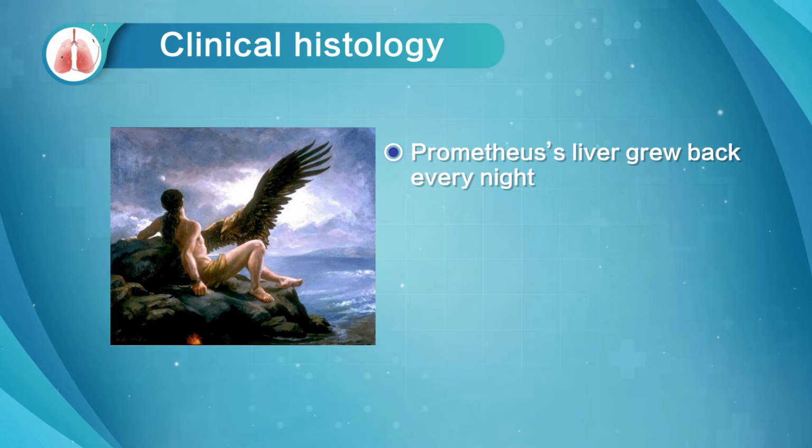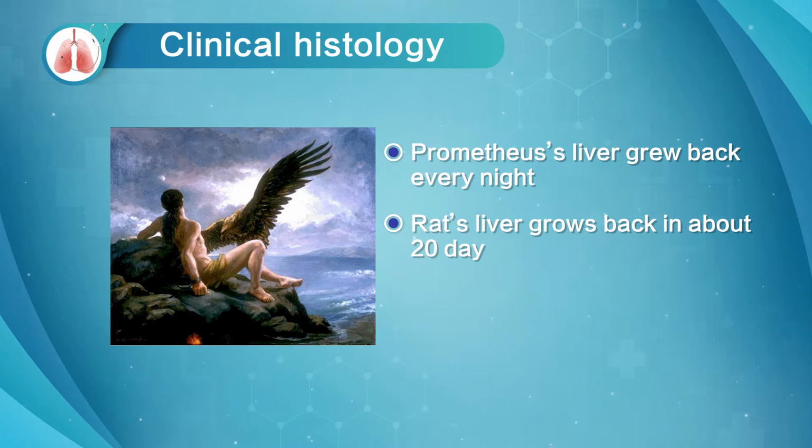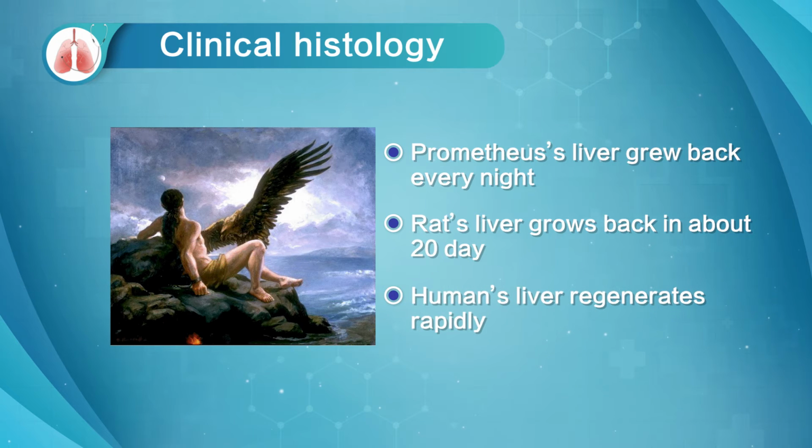Well, it's a fact that the liver has great potential to regenerate. In animal experiments, after 70% of the rat's liver was removed, the liver grew back to its normal size in about 20 days. Similarly, in human liver transplantation, liver regeneration was assessed by magnetic resonance imaging (MRI) in living donors and the recipient. The results indicated that human liver regeneration is also very rapid.